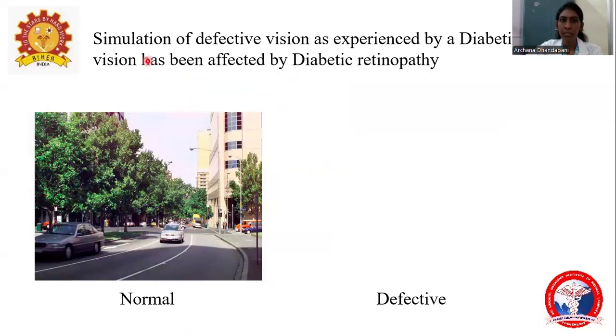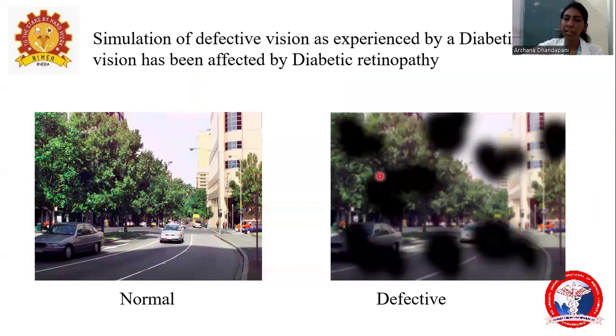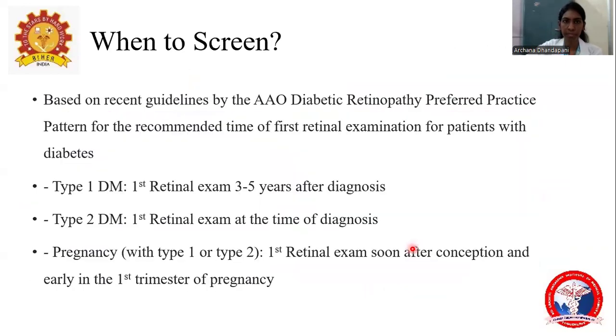This slide shows a simulation of defective vision as experienced by a diabetic patient who is affected by diabetic retinopathy. This is how a normal patient will see. And in case of a patient affected by diabetic retinopathy, they could see some black spots in their field of view, which we call scotoma, because of macular edema.